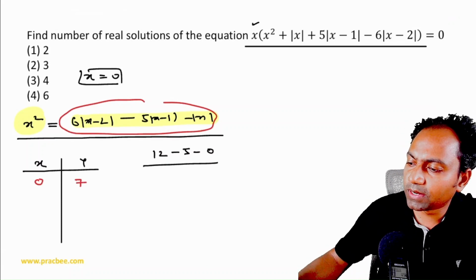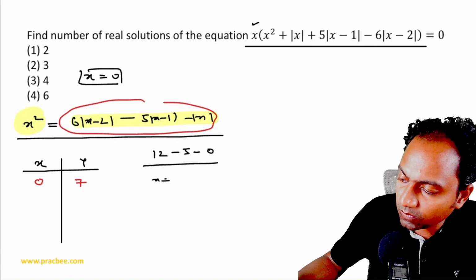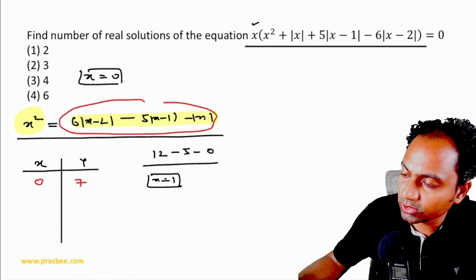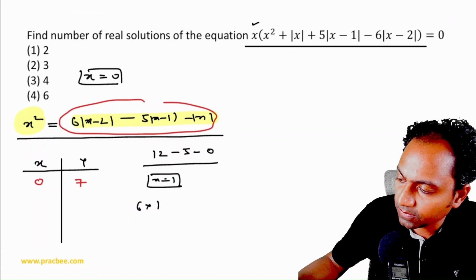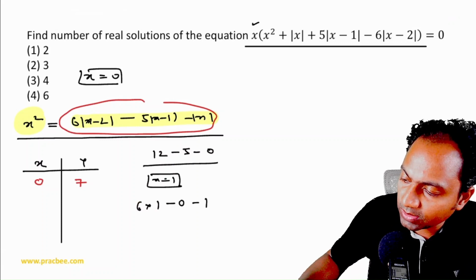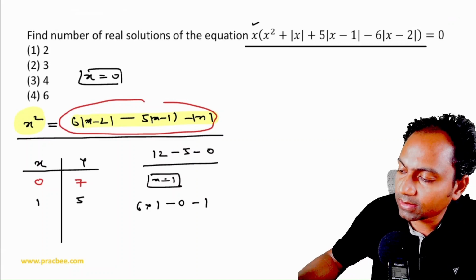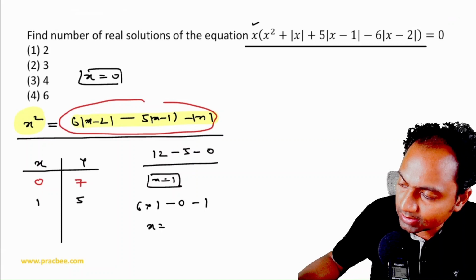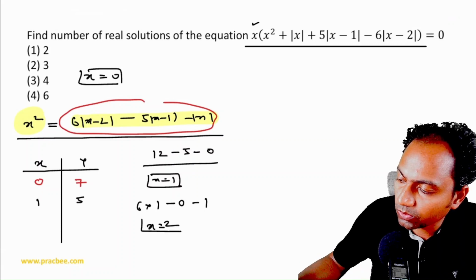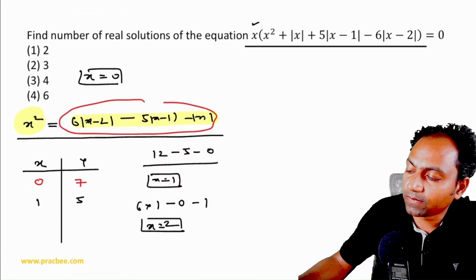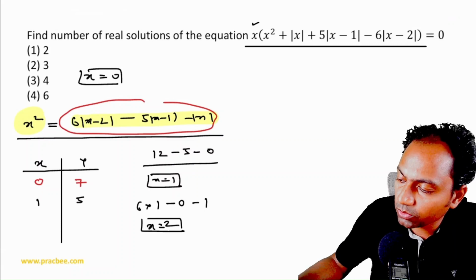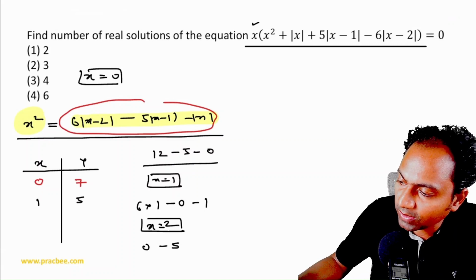Now in the next part, I can put x equal to 1. If I put x equal to 1 in this part, this becomes 6 into 1 minus 0 minus 1. And you can see this becomes 5. Then I can take another value, x equal to 2. If I put 2, the first part becomes 0, the next becomes 5, and this becomes 2, so it becomes minus 7.